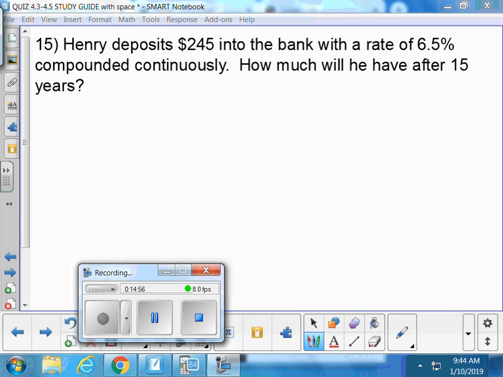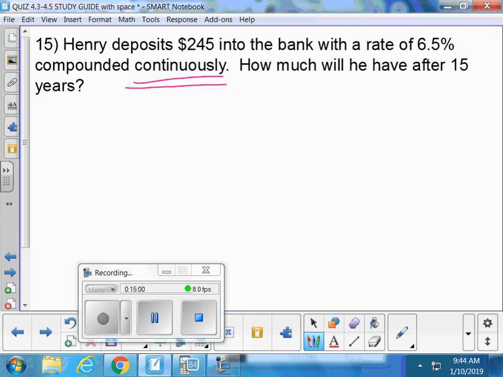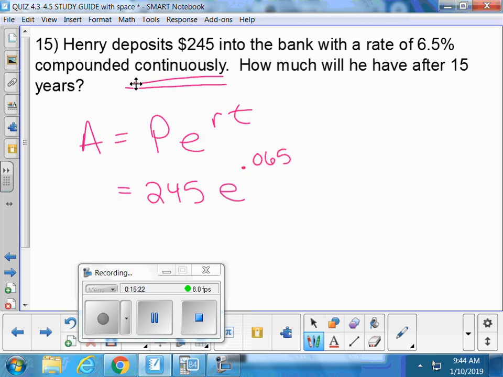All right, we got Henry here depositing money. The key is looking for keywords to figure out what formula we're using. This money is compounding continuously, and that's the brand new formula that we just learned about this week. It's on the board. Where P is your principal, the original amount of money he puts in. E is that E button on the calculator. Your rate is the 6.5%, but as a decimal, so 0.065. And then it looks like the money's gonna be there for 15 years.